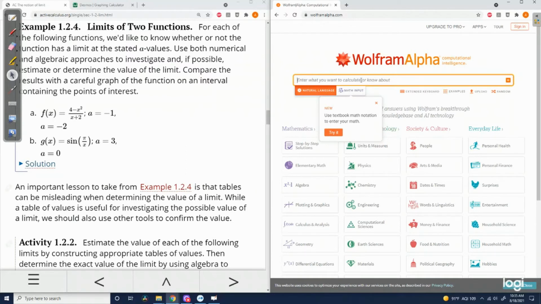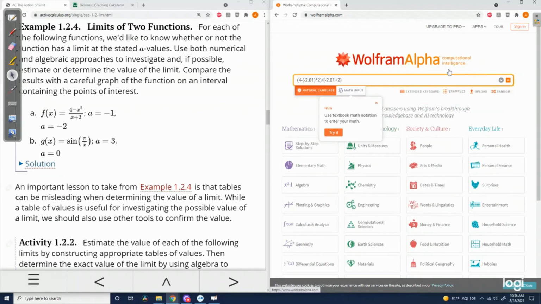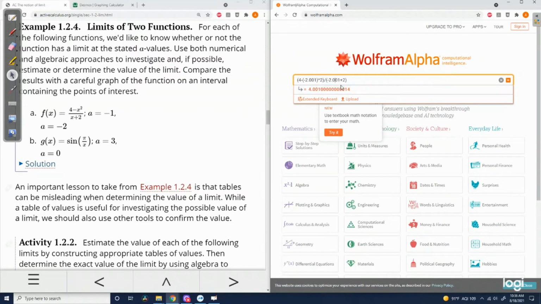So what's a value close to -2? Let's say -2.01. So 4 minus, parentheses, -2.01 squared divided by -2.01 plus 2. And you can see that gives us a value of 4.01. And so let's see what happens if we pick a closer value. Instead of -2.01, let's go -2.001. We get 4.001. So it looks like it's getting close to the number 4.